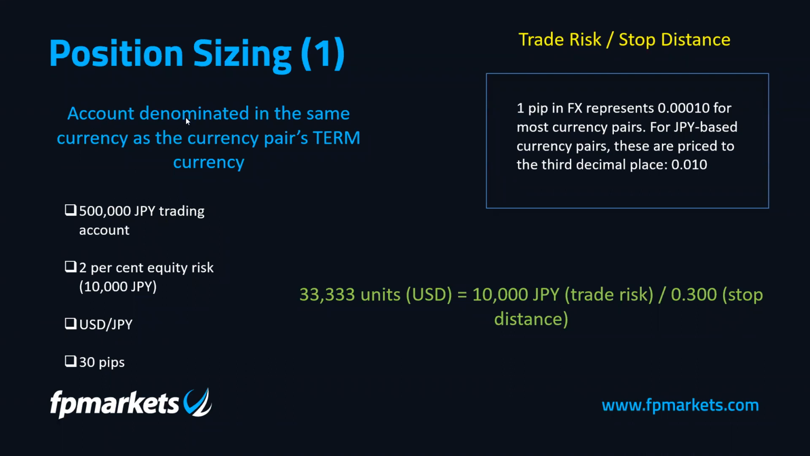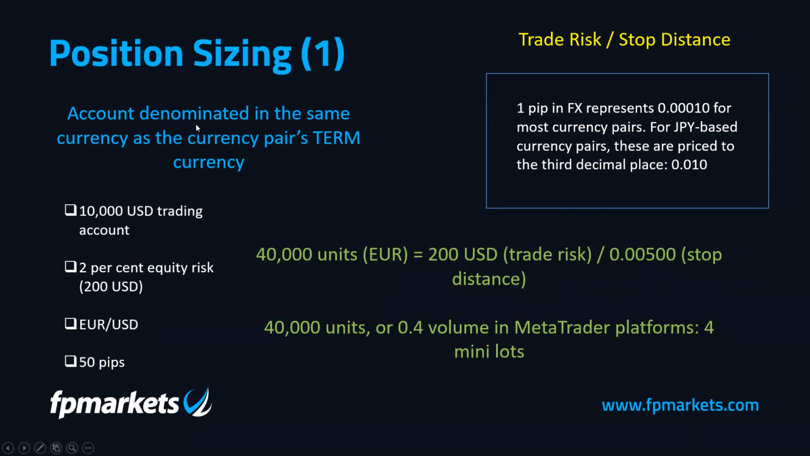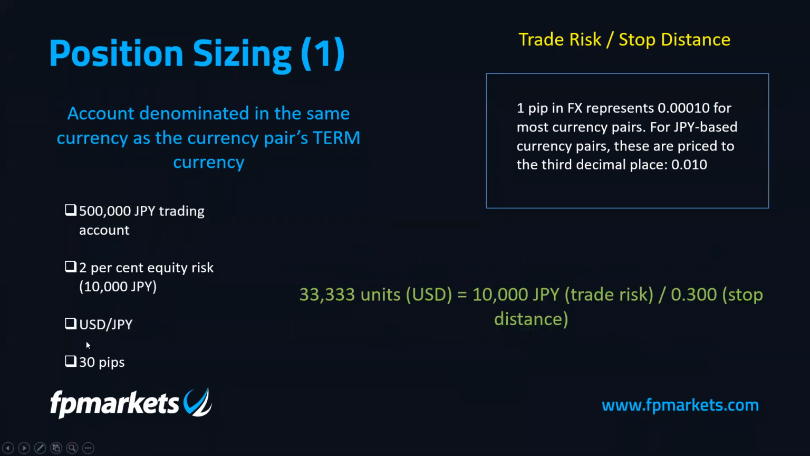Remember, account denominated in the same currency as the currency pair's term currency. Account denomination, Japanese yen. Currency pair's term currency, Japanese yen. Exactly the same as the previous example, guys. Let me just go back. Account denomination, US dollar. Currency pair's term currency, US dollar. And for this trade, we're working with 30 pips from entry to protective stop loss order, this is the amount we are risking.